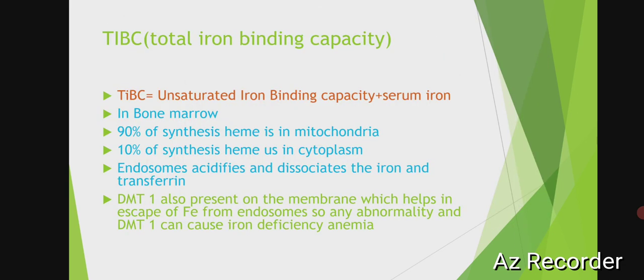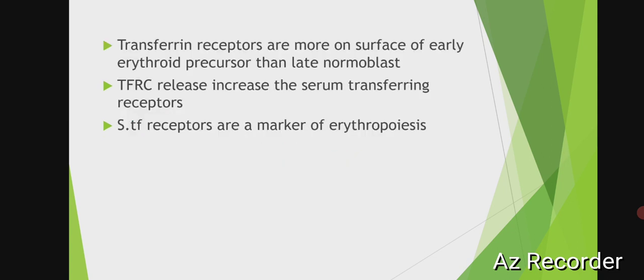TIBC is total iron binding capacity. TIBC is unsaturated iron binding capacity plus serum iron. In bone marrow, 90% of synthesis of heme is in mitochondria and 10% of synthesis of heme is in cytoplasm. Endosomes acidify and dissociate the iron and transferrin. DMT1 is also present on the membrane, which helps in escape of Fe from the endosome. So any abnormality in DMT1 can cause iron deficiency anemia. So let's first read and then understand.